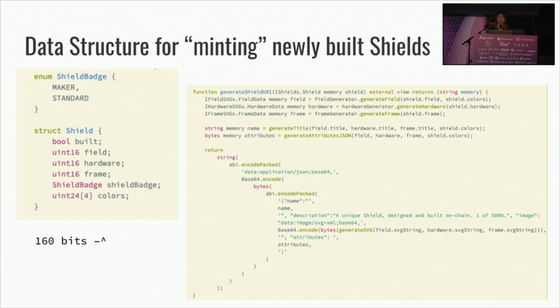All you do when you build your shield is you choose an index that corresponds to the background and to the hardware and so on. So this is like a shield struct. And so really the user, when they build their shield, is only storing roughly 160 bits of data, which is cheap, despite all the cool stuff that it does. The bulk of the work is done on the deploys for all of these projects.